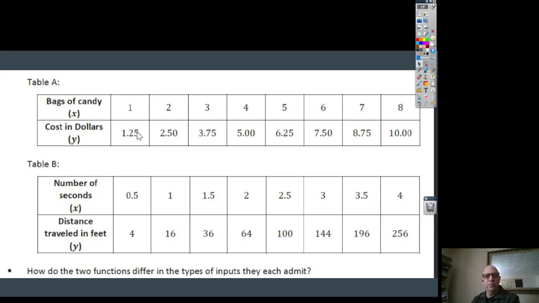So the discrete function is where I jump from one bag to the next bag, but a continuous function flows right on through. Okay. More specifically, there are restrictions on what I can put in for the x in a discrete function. There are no restrictions on what I can put in for x on the continuous function.